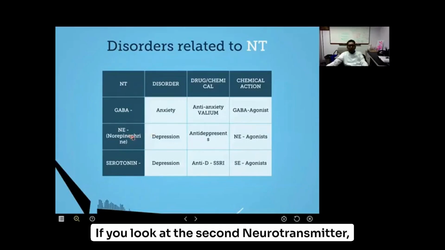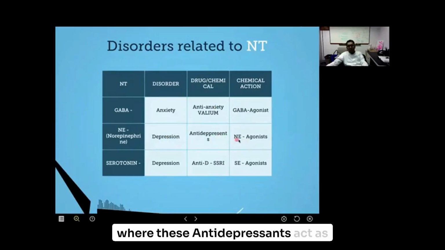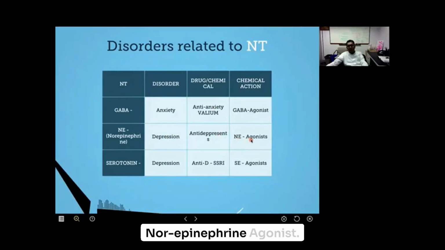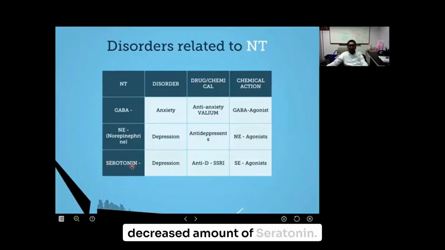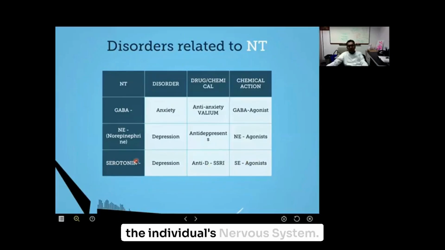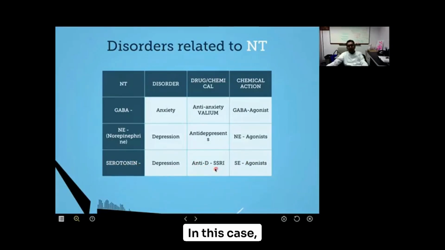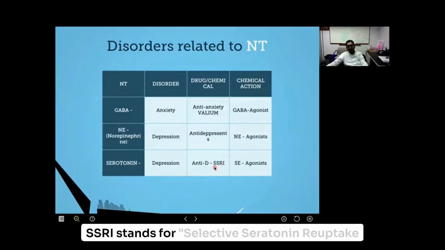If you look at the second neurotransmitter, norepinephrine, a decreased amount of it is often associated with depressive symptoms. There are several antidepressants used in this situation, which act as norepinephrine agonists. You'll also see depression associated with a decreased amount of serotonin. In that situation, we use serotonin agonists to increase the availability of serotonin in the individual's nervous system. In this case, a specific antidepressant called an SSRI is used. SSRI stands for selective serotonin reuptake inhibitor.